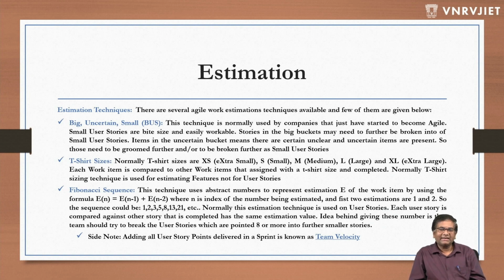Each user story is compared against other user stories. This is also very, very important. Another story that is completed has the same estimation value. The idea behind giving these numbers is the team should try to break the user stories pointed as 8 or more into further small stories. Now, what does it mean?